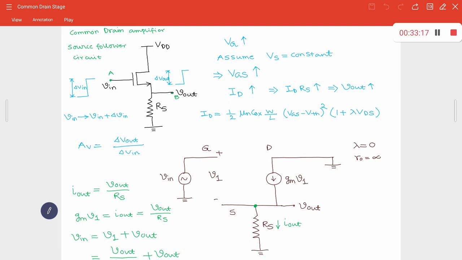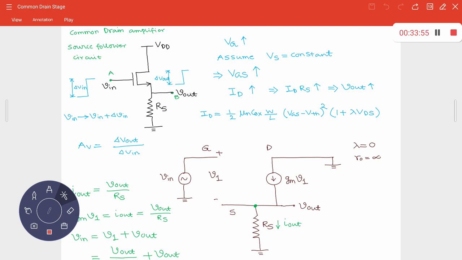You have already studied the common collector in your electrocircuits course, the emitter follower. Here also we have the same naming: it's a common drain amplifier, called the source follower. Input is applied at the gate end. The drain is connected to power supply VDD, and you sense the output at the source end with some source resistance present, that is RS.